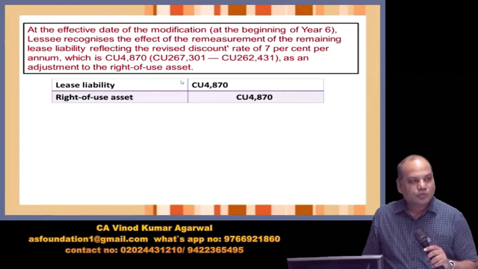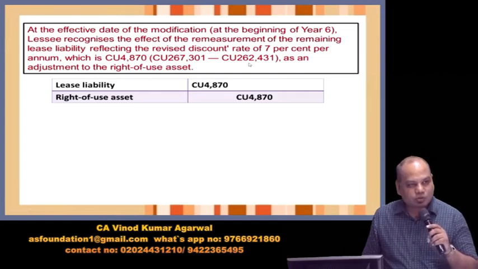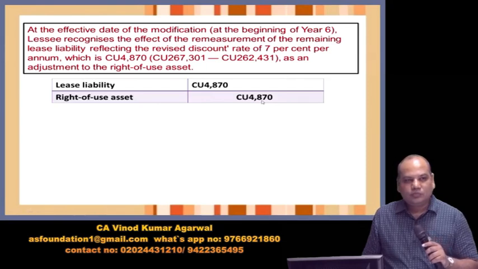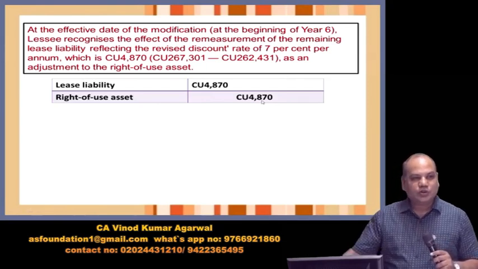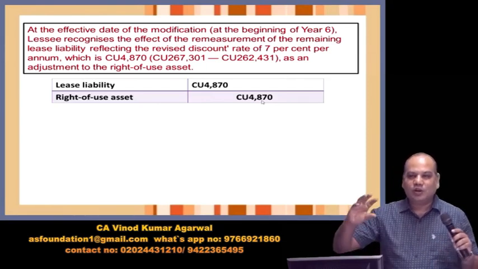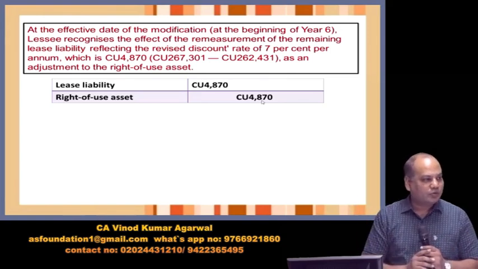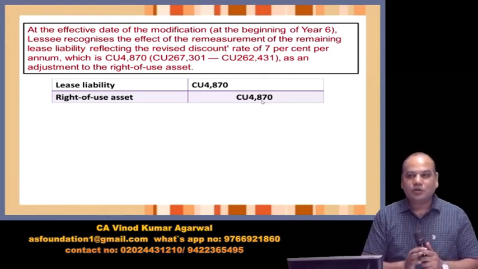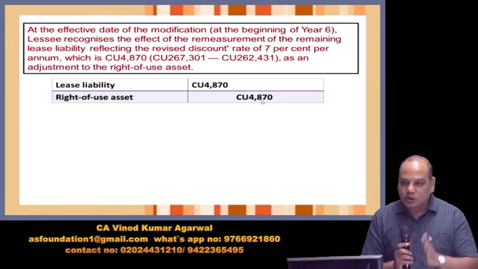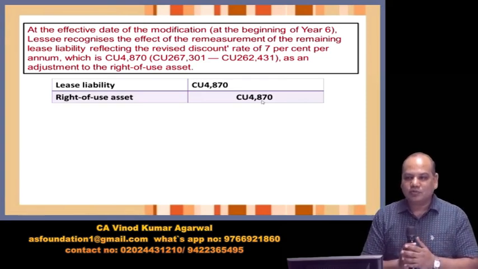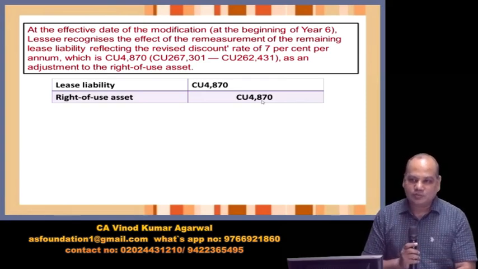Entry: you have to reduce the liability. You have to reduce it from 267 to 262. So liability account debit to right of use asset 4870. Now understand, suppose in this question only the lease term would have got reduced. This is what your answer would be.